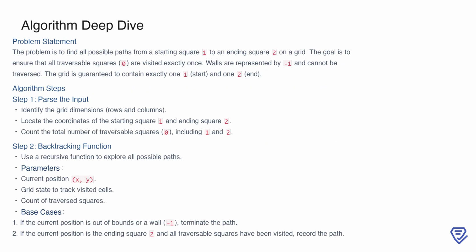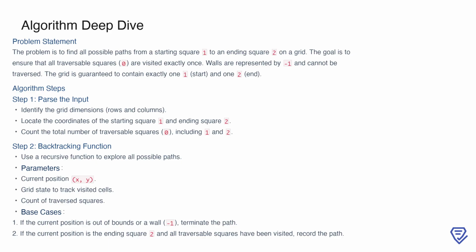To solve this problem, we need to find all unique paths from the starting square, labeled as 1, to the ending square, labeled as 2, while ensuring that every traversable cell, represented by 0, is visited exactly once. The grid also contains walls, represented by -1, which cannot be crossed. Importantly, the grid is structured such that there is exactly one starting square and one ending square. We break the solution into clear steps.